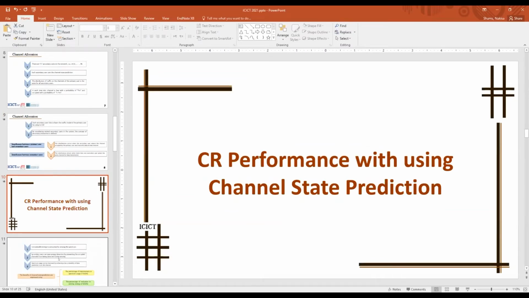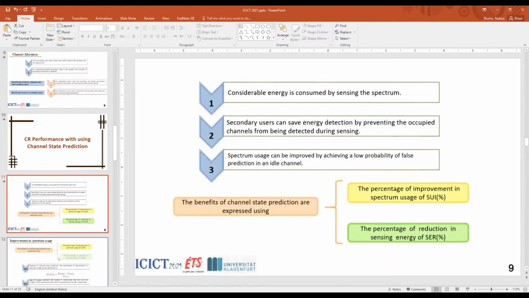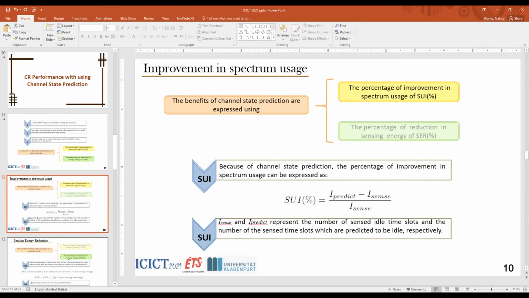Cognitive radio performance with using channel state prediction. We considered several things. First of all, considerable energy is consumed by sensing the spectrum. So a secondary user can save energy by preventing the occupied channel from being detected during the sensing. Spectrum usage can be improved by achieving a low probability of false prediction in an idle channel. In order to show the benefit of channel state predictions, they are expressed using a percentage of improvement in spectrum usage, SUI, and a percentage of reduction in sensing energy, SER, and we calculated SUI and SER like that.